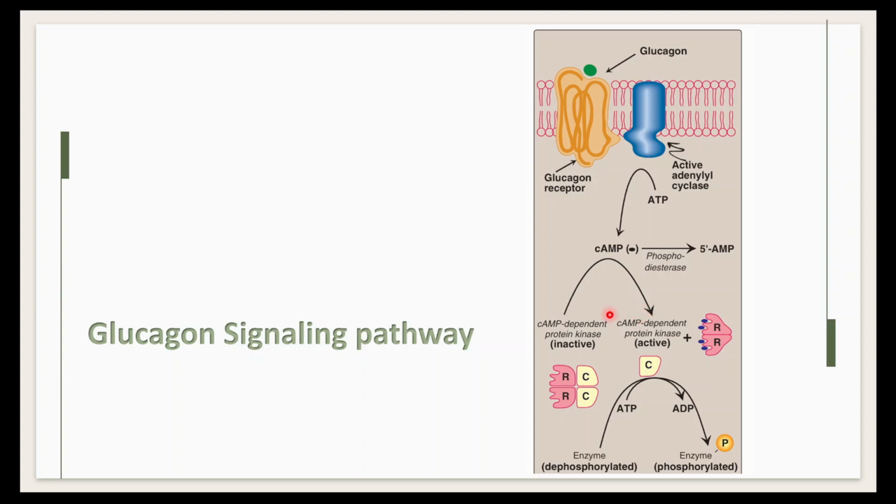Subsequent reactions will occur, resulting in the activation of an enzyme that is called protein kinase A enzyme. From its name, again, it's a kinase enzyme, which means that it will add a phosphate group to the subsequent enzyme, resulting in either activation or inactivation of that enzyme. In contrast to the insulin signaling pathway, the end result was phosphatase enzyme, which will remove a phosphate group from the subsequent enzyme.